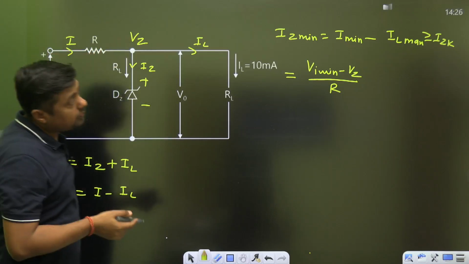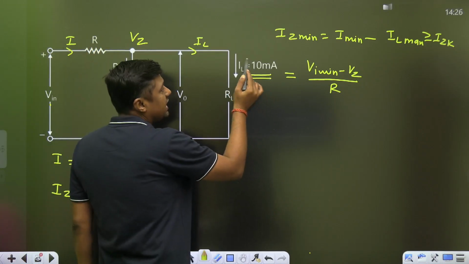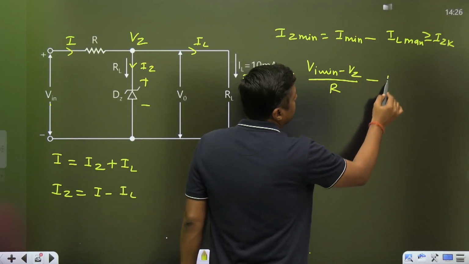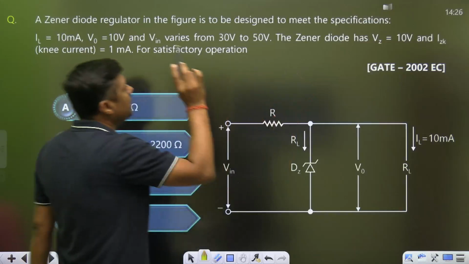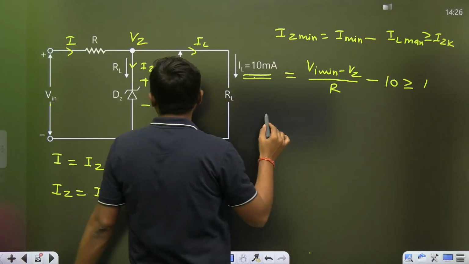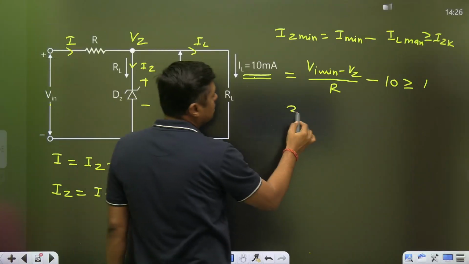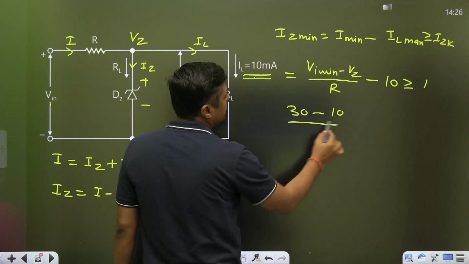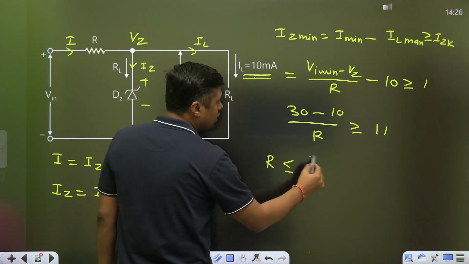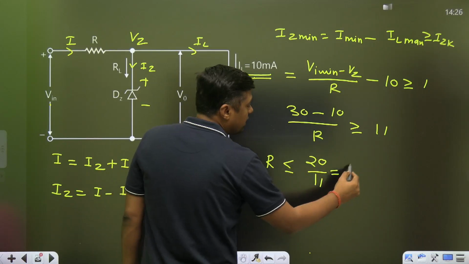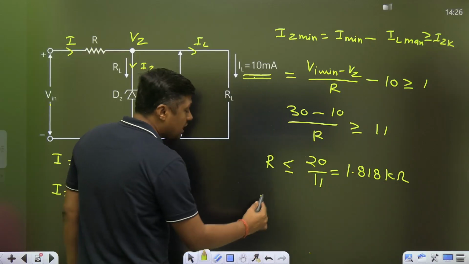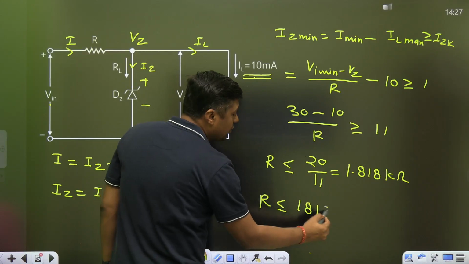And what is the IL maximum? Because it is constant, it has only single value, that is the minimum value as well as maximum. So you can put here 10. It should be greater than or equal to IZK. What is the IZK? It is given 1 milliampere. So what is the VI minimum? Input varies from 30 to 50. You can put 30 minus 10 because VZ is given as 10. R, it should be greater than or equal to 11. What is the R? Should be less than or equal to 20 by 11. You will get 1.818 kilo ohm. Or you can say R should be less than or equal to 1818 ohm.